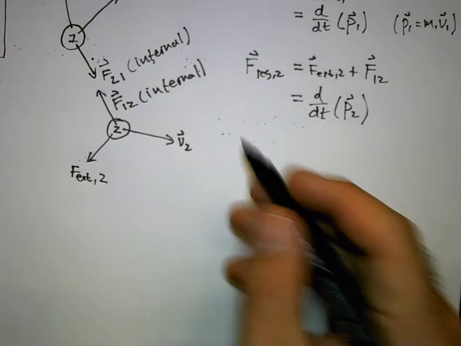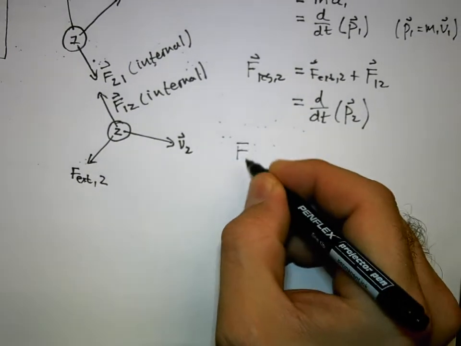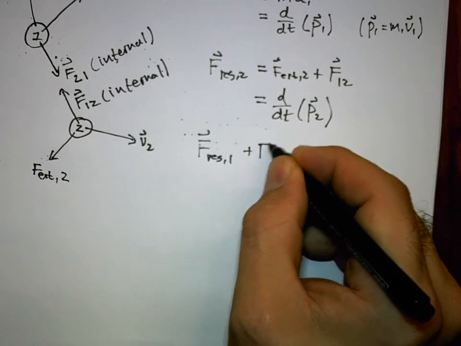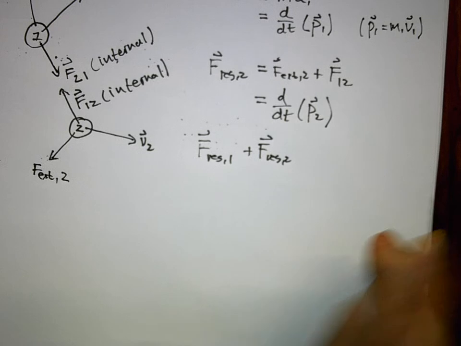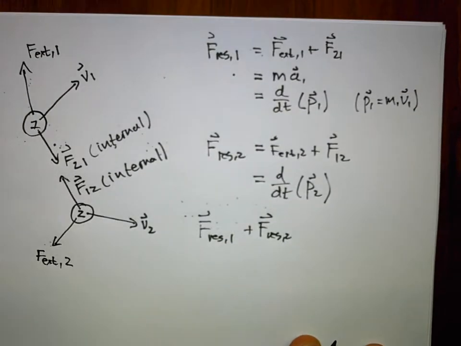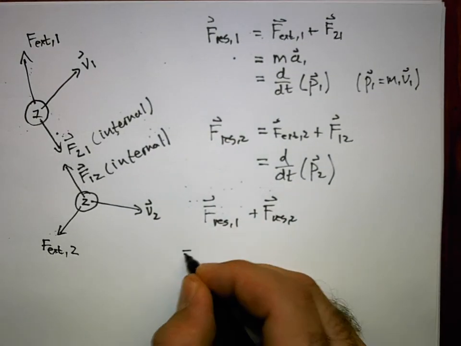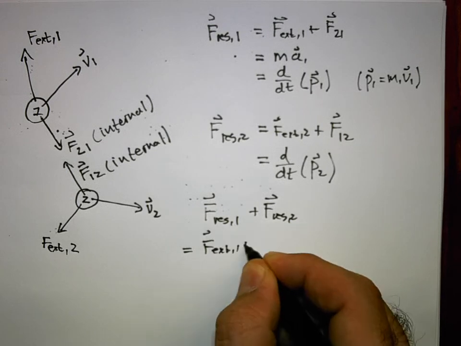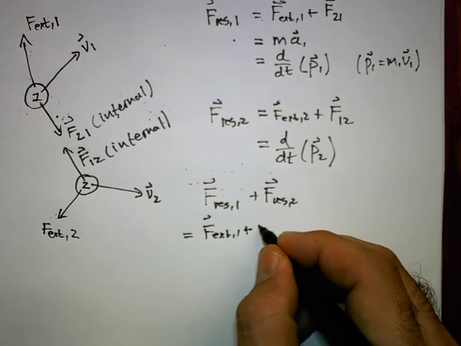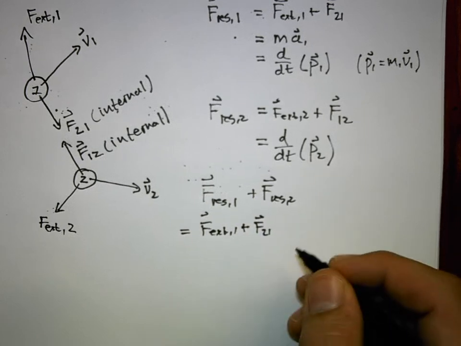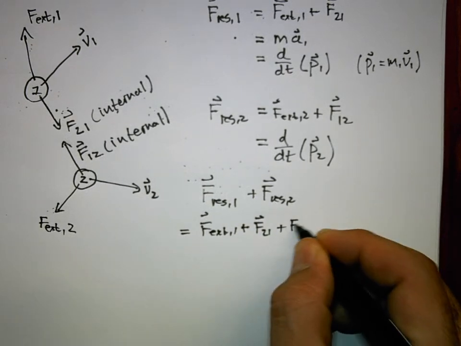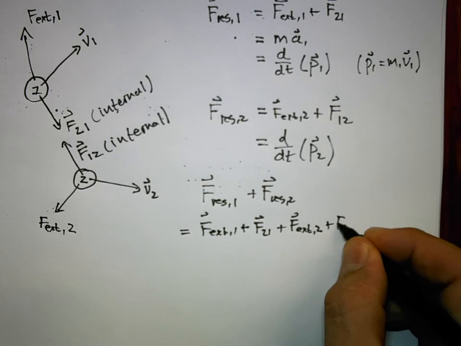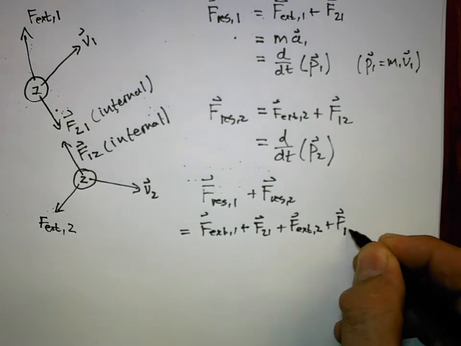So let's evaluate then the resultant force on 1 plus the resultant force on 2. We've got expressions for both of these. This is just simply the external force acting on 1 plus the force from 2 on 1 plus the external force on particle 2 plus the force from 1 on 2.